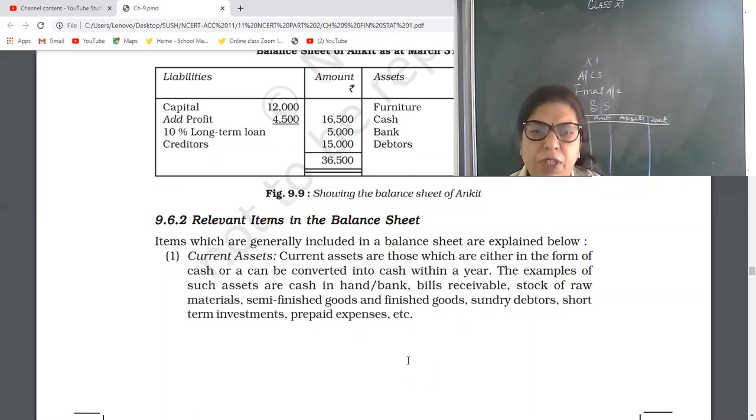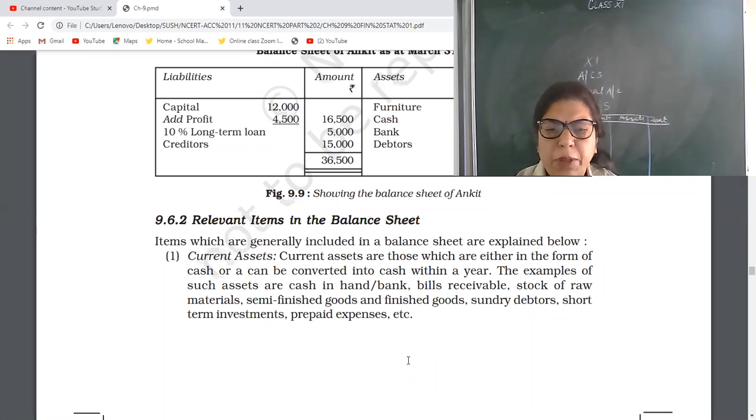Okay, now children see. In the exam, that question may come in various types. What do you understand by current asset? Give two examples of current asset. Why is the stock of raw material termed as current asset? Debtors are current asset or fixed asset? True or false?